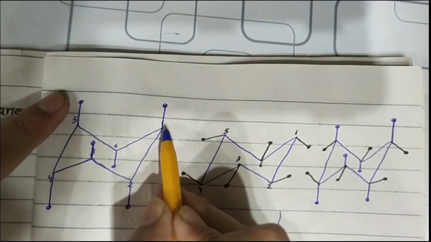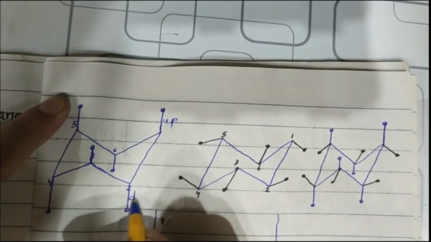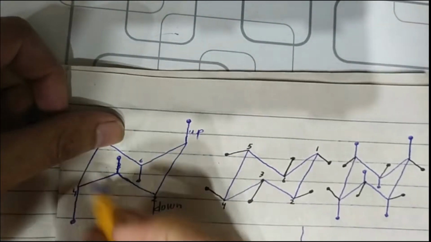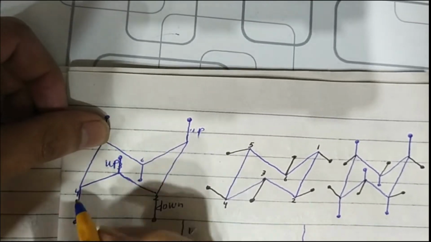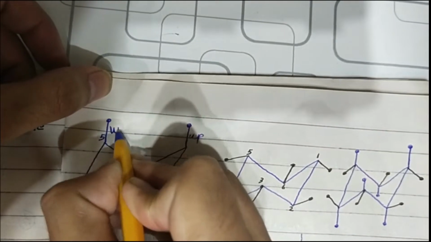This is an axial bond that is up to the plane. This is down. This is up. This is down. This is up and this is down.